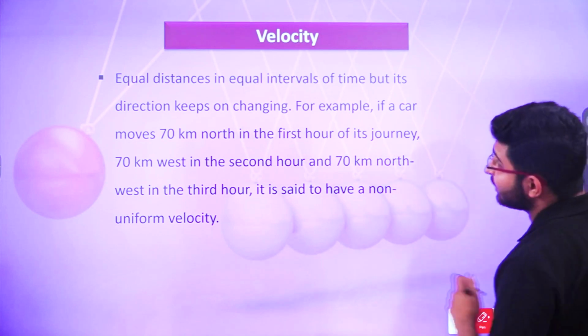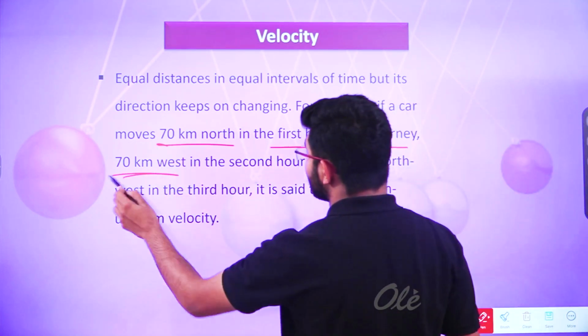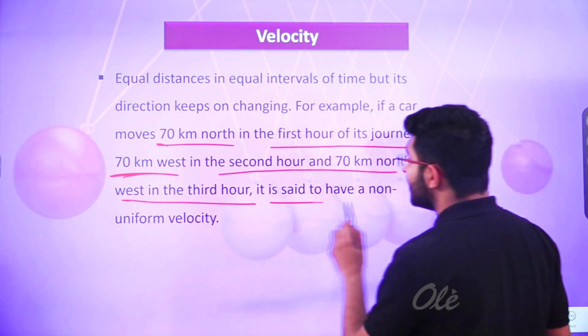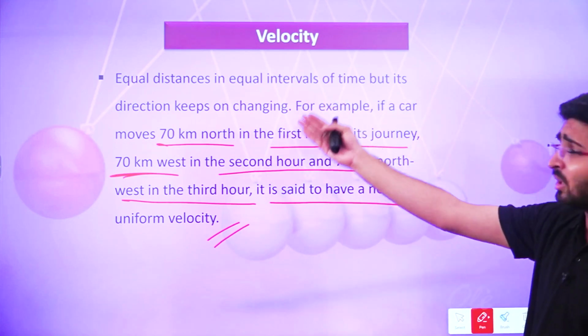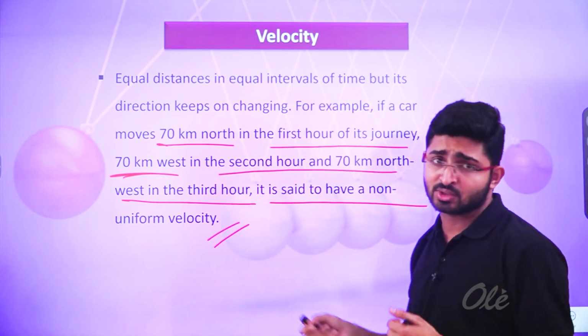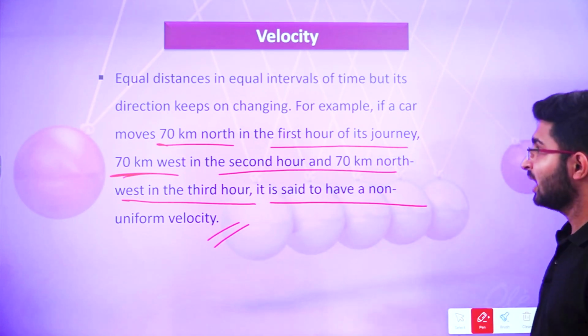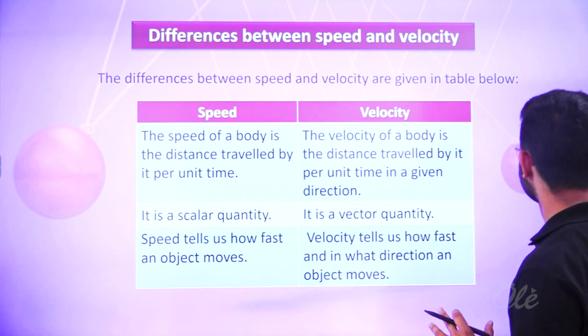Okay, for example, if a car moves 70 km north in the first hour of its journey, 70 km west in the second hour and 70 km northwest in the third hour, it is said to have a non-uniform velocity. As you can see clearly, the object is constantly changing its direction during the motion, so that's why it will have a non-uniform velocity.